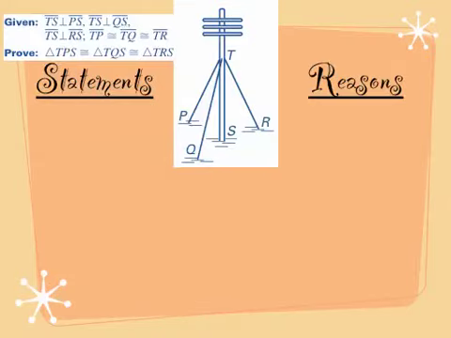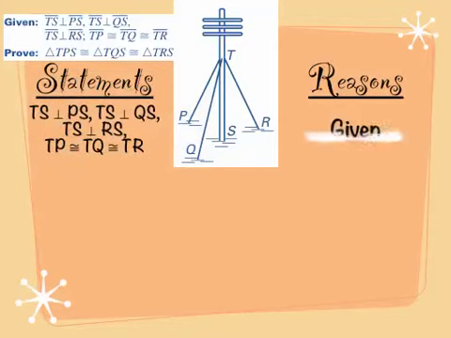This last example, we are given that TS is perpendicular to PS, TS is perpendicular to QS, TS is perpendicular to RS, and TP is congruent to TQ is congruent to TR. That's all of our givens. We're trying to prove that the three triangles formed are congruent.